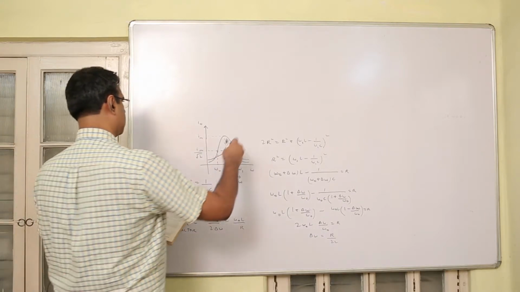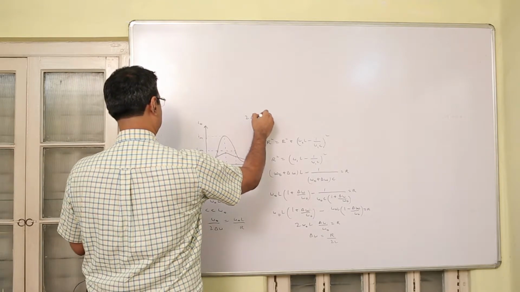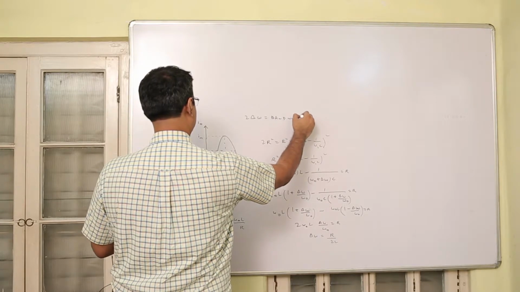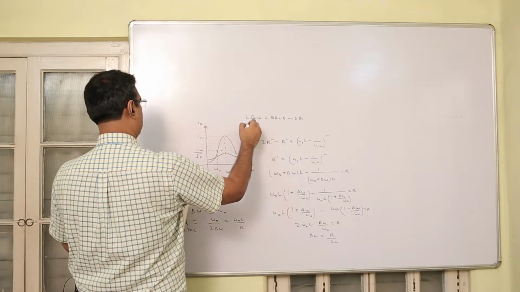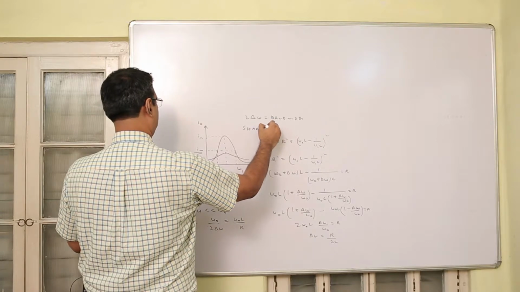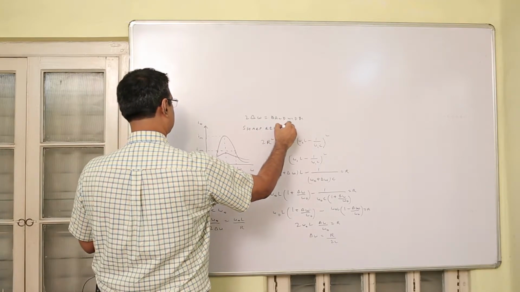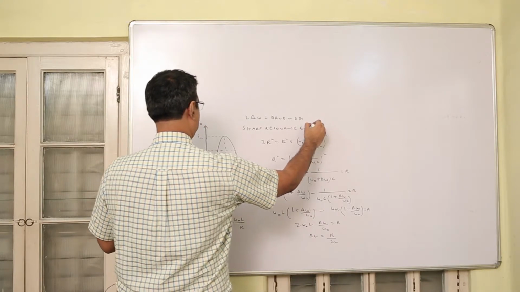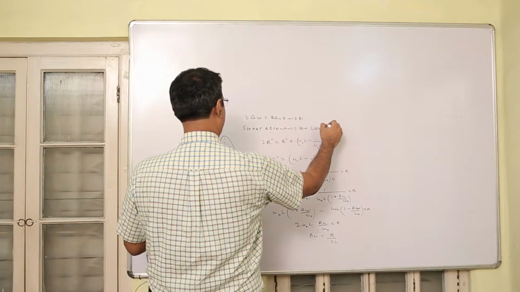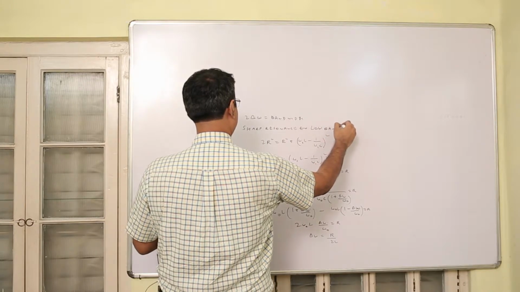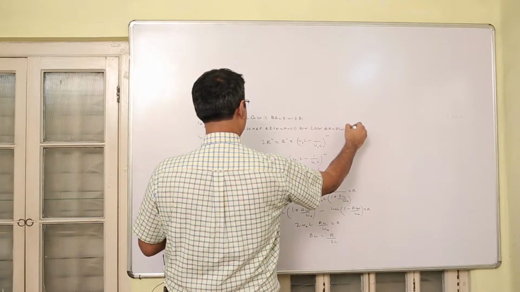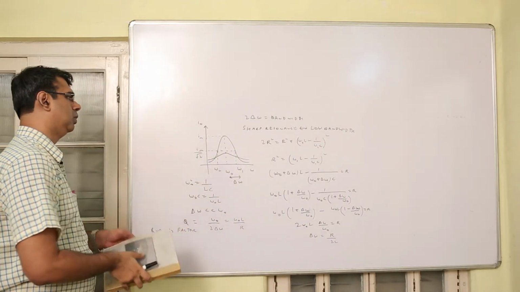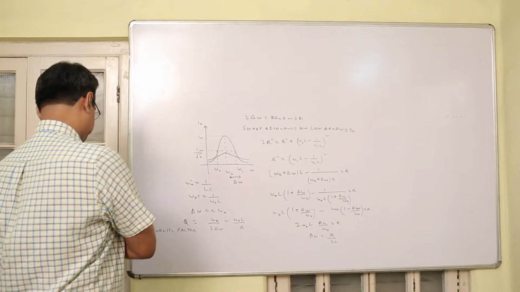And one more thing is that twice delta omega is called bandwidth. So now we can say that sharp resonance corresponds to low bandwidth. So calling the resonance sharp is equivalent to calling the bandwidth low.